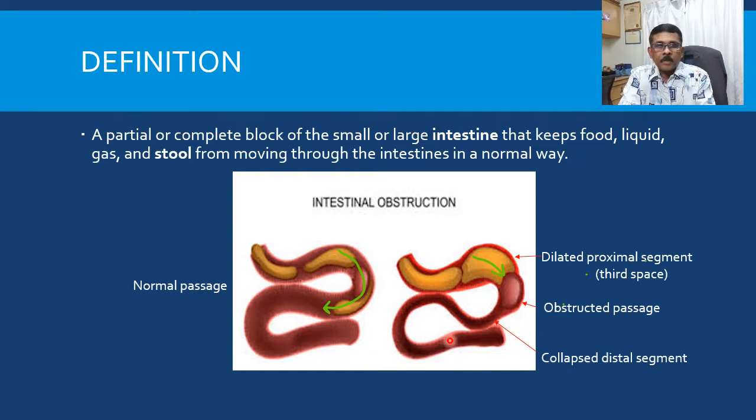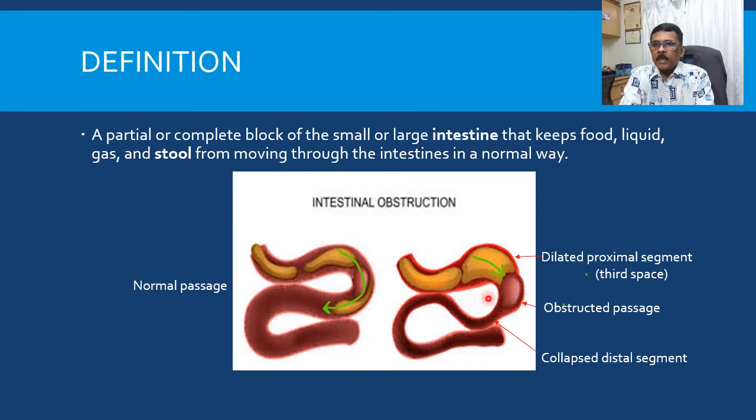What is intestinal obstruction? Intestinal obstruction is a partial or complete block of the small intestine or large intestine so that the passage of food through the intestinal tract is impeded or obstructed. The diagram here on the left is the normal passage of intestinal contents through its course from the esophagus to the anus. There is no obstruction, so the passage is smooth.